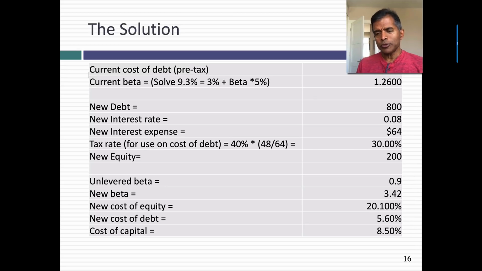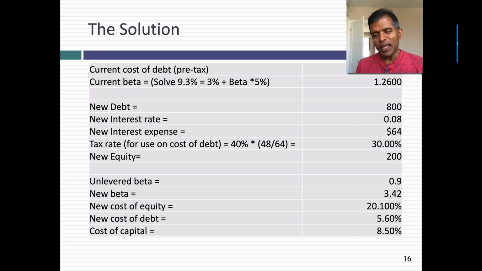The new interest expense will be 8% of 800, which is 64 million. And here's where you've got to be a little careful. Remember, the operating income is only 48 million. The most you can deduct for taxes is 48 million. So even though your tax rate is 40%, you're not going to get the entire 40% of 64 million. You're going to be able to get 40% of only 48 million.